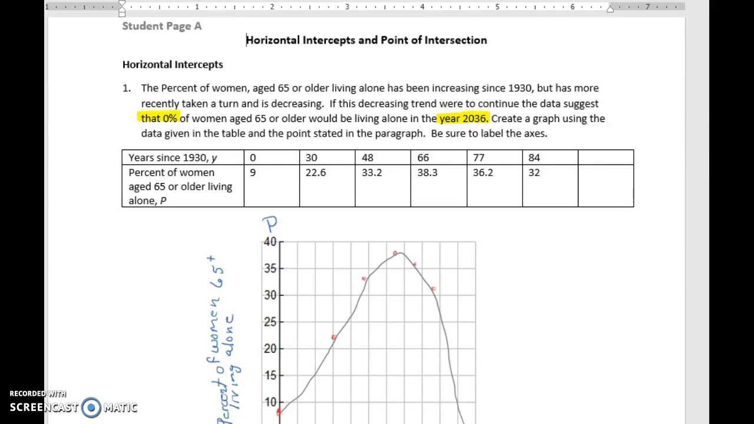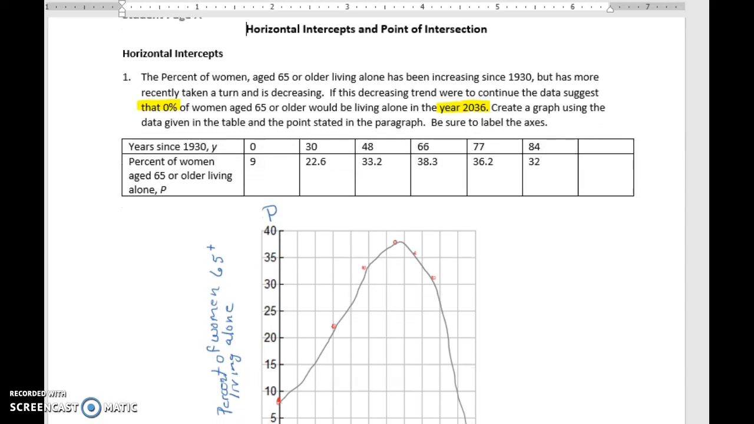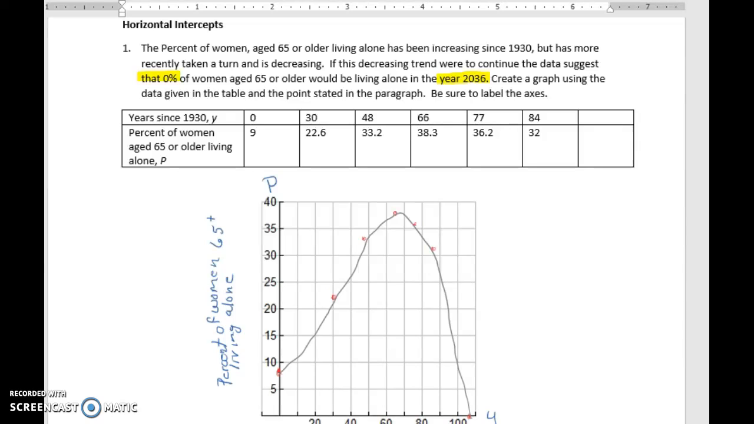As we finalize this chapter on functions, there's a couple more important things we need to talk about. One of them is the idea of horizontal intercepts. We've talked at length about vertical intercepts, but we haven't really talked about horizontal intercepts, and then this idea of finding a point of intersection.